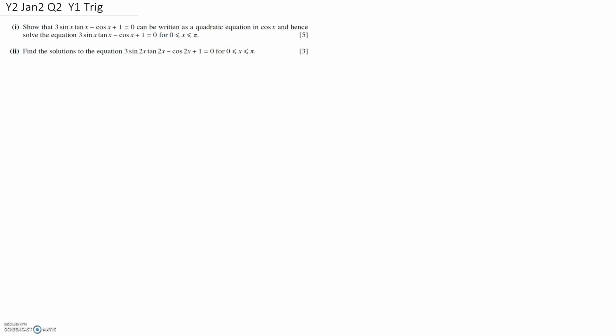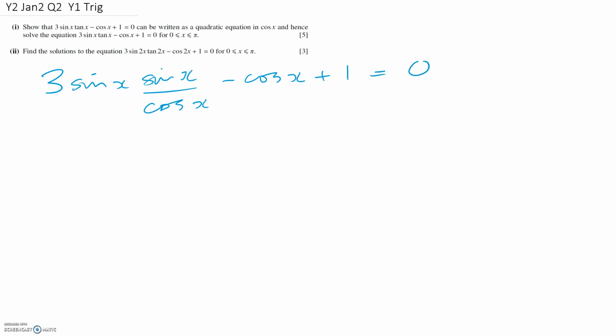This question is a year one trig question. If I write this out, but replace tan x with sin x over cos x, we will get this. Then let's multiply everything by cos x, so we'll get 3 sin squared x minus cos squared x plus cos x equals 0.